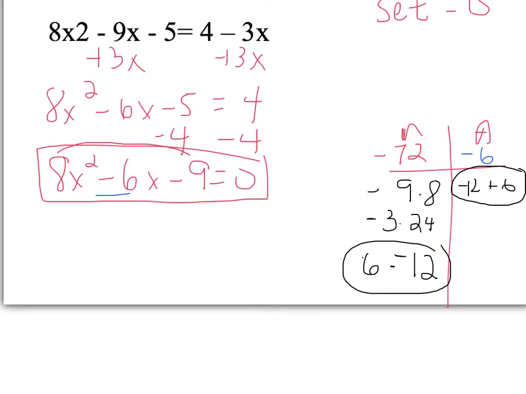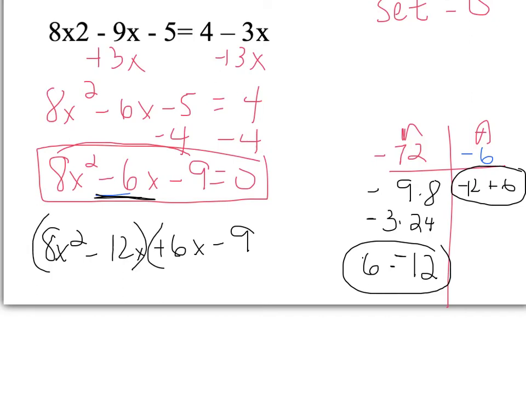Okay, so that's when I'm going to rewrite the center term. The first term stays the same, 8x squared. Instead of negative 6x, I'm going to go negative 12x plus 6x minus 9. And again here the order doesn't matter. You could have put the 6 first and the negative 12 second. So group them and factor out what you can.